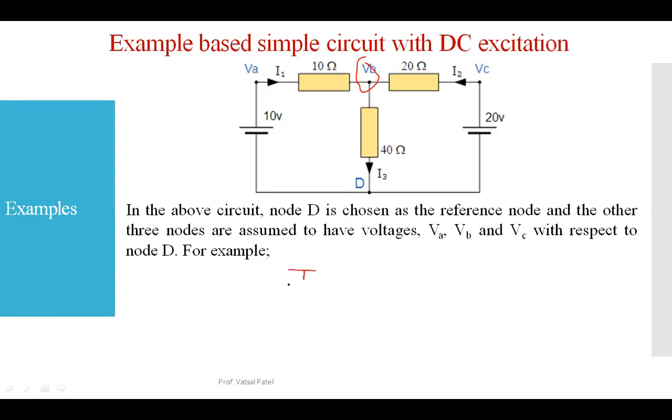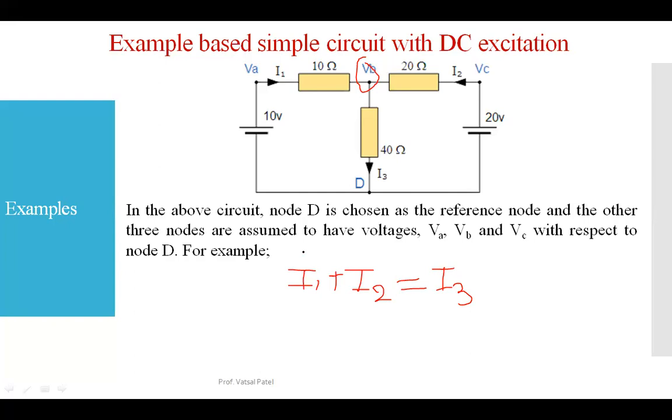I1 plus I2 is equal to I3. Yes or no? When I apply KCL at node B, can we write this equation? After applying KCL, the current entering the node equals the current leaving the node. That is the statement of KCL. So can we apply this?